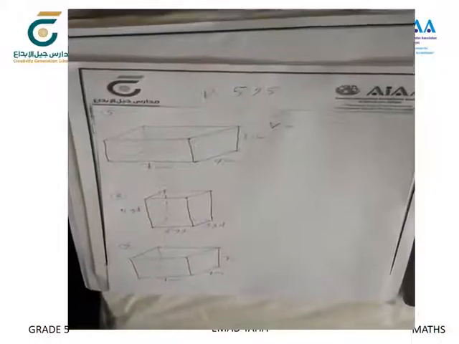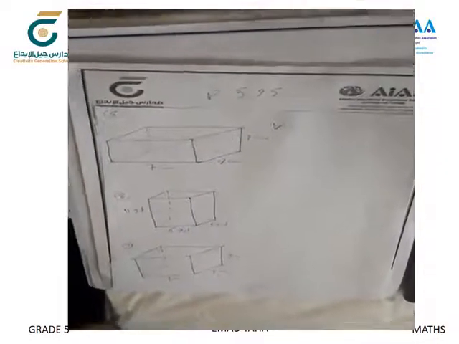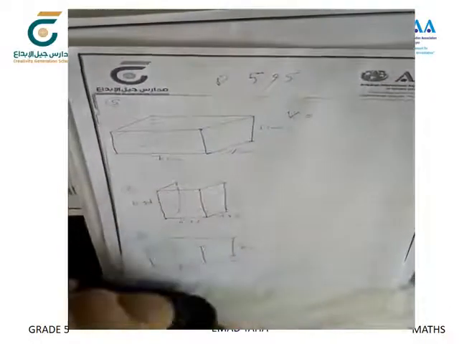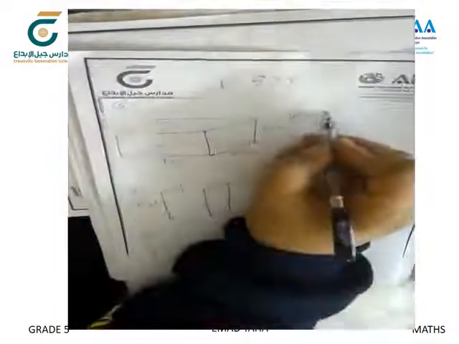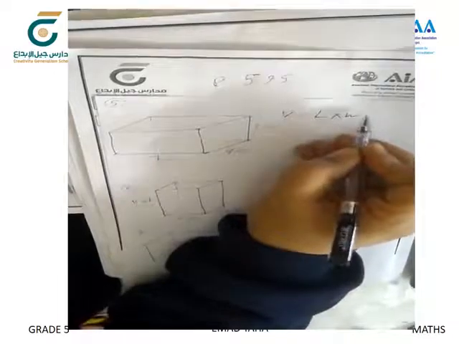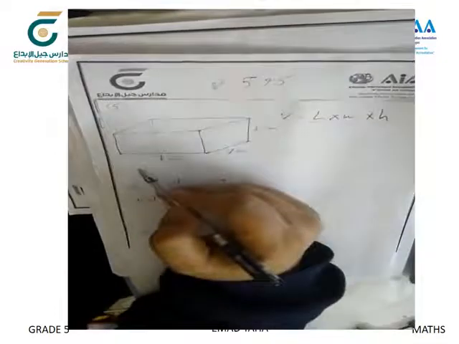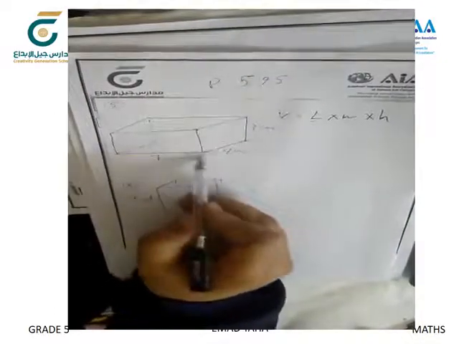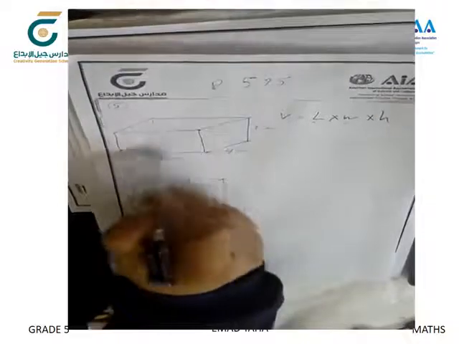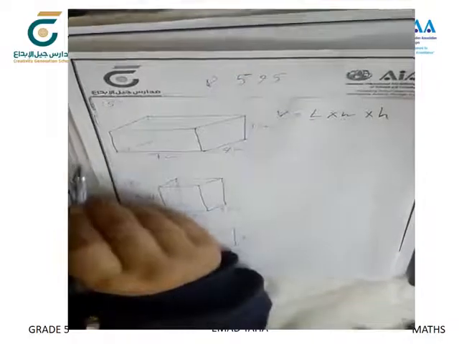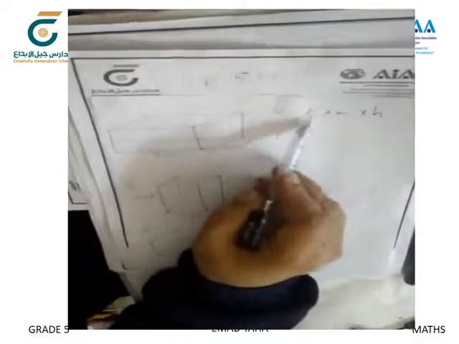Guys, our lesson today is about how to find the volume of a prism. Open your book, page 595. What is the volume of a prism? Prism, like cuboid, cube, its volume equals length times width times height. What is length, width, and height? Look at the base. The base, the rectangle at the bottom here, has two dimensions, 7 and 4. So 7 and 4 are length and width.